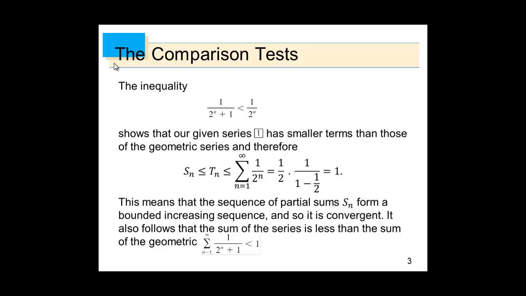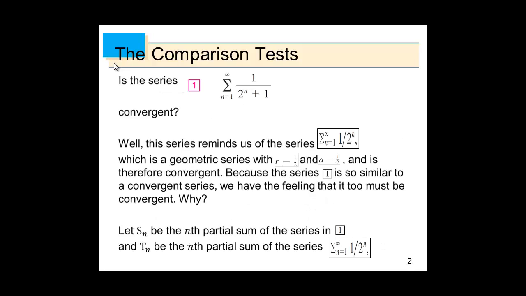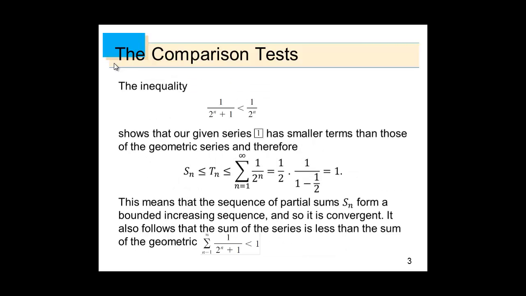So what does it tell you? It tells you that every term of the first series is smaller than the corresponding term of the second geometric series, right? Every term. So remember, we have two series here, the first one and the second one being the geometric series. So what we are saying here is that every term of the first series is smaller than the corresponding term of the second series, right?